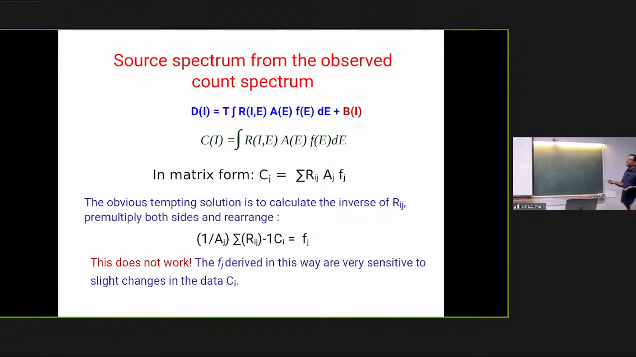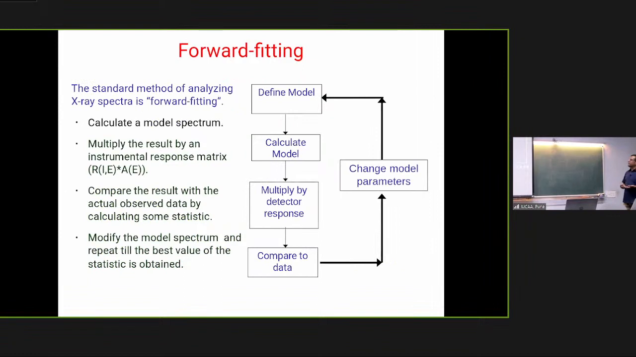Also, this matrix is a large matrix, because as I said, the channels can be 1,000 or sometimes even more than that. So a 1,000 by 1,000 matrix becomes very much a problem. Because of this difficulty, what people follow is a completely different way.